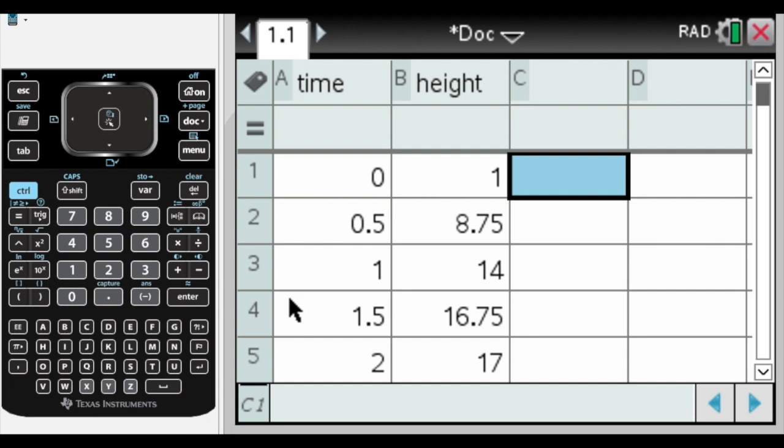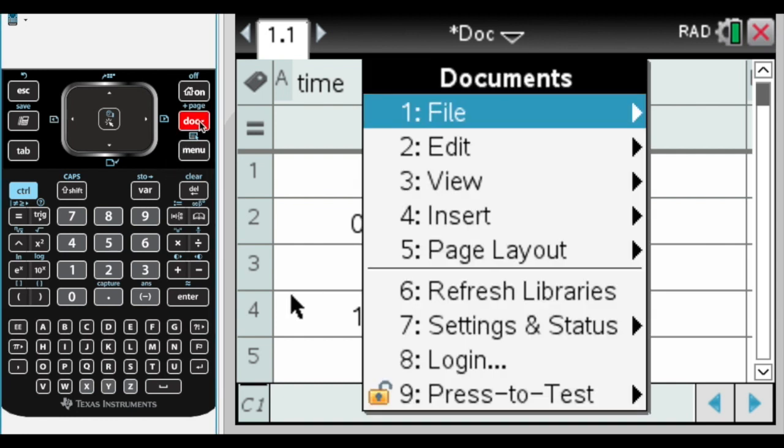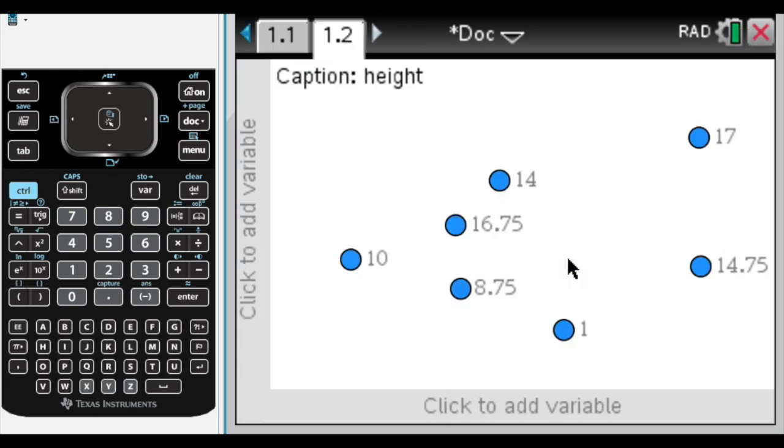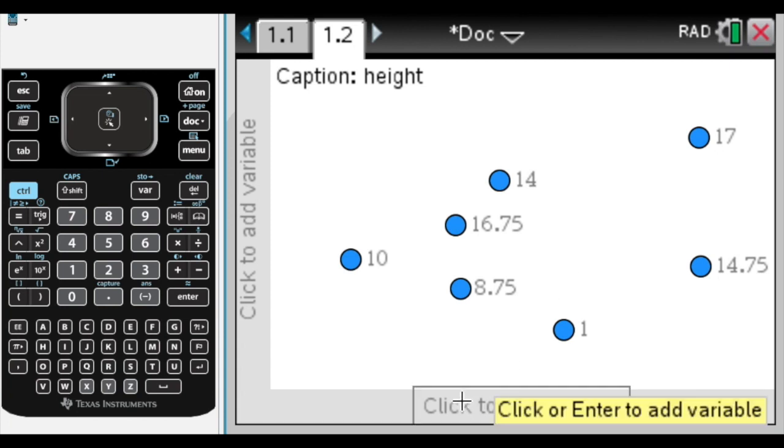Doing the same thing using a Texas calculator, I've opened a page from the spreadsheet and lists type. I have entered the data for the times and the heights of the first particle, much as I did on the Casio calculator. It's a good idea to give labels to these, so I've labelled column A time and column B height. The next thing I'm going to do is insert a statistics page, a data and statistics page. This will help us show the figures graphically.